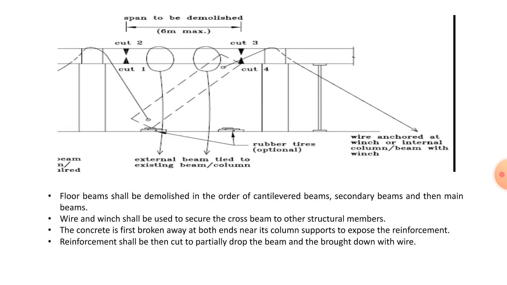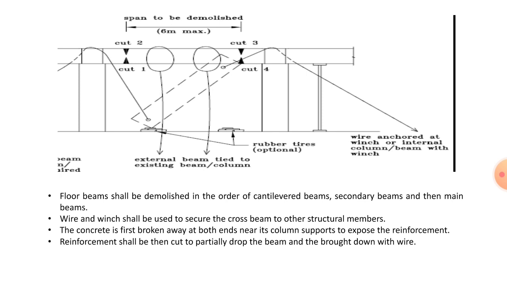You can see here a beam is being dismantled, span to be demolished, that is 6 meter maximum. You can see 4 parts of cutting, that is cut 1, cut 2, cut 3 and cut 4. Now what this picture signifies is that first of all you should cut the first part, cut 1, and you can see on the right hand side there is an anchorage done to the beam, which is signified as an arrow, wire anchored at winch or internal column or beam with winch.